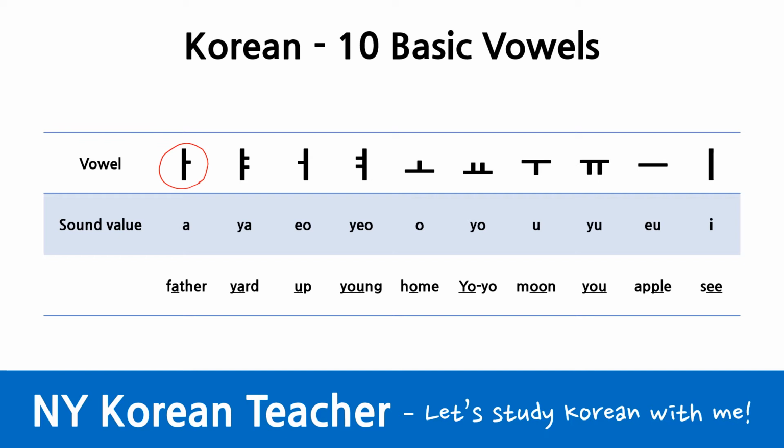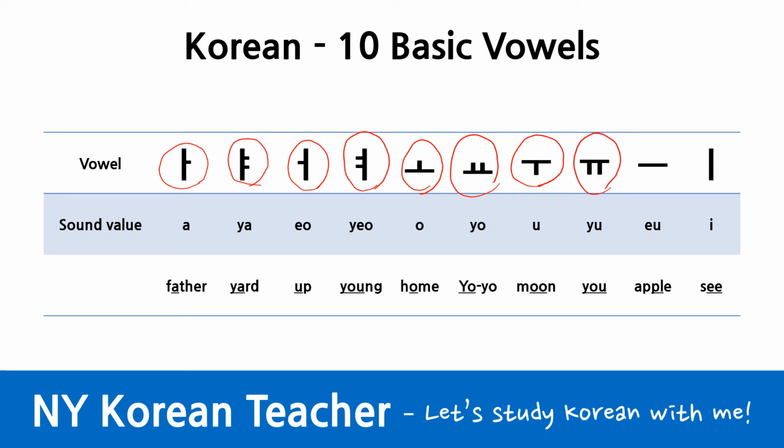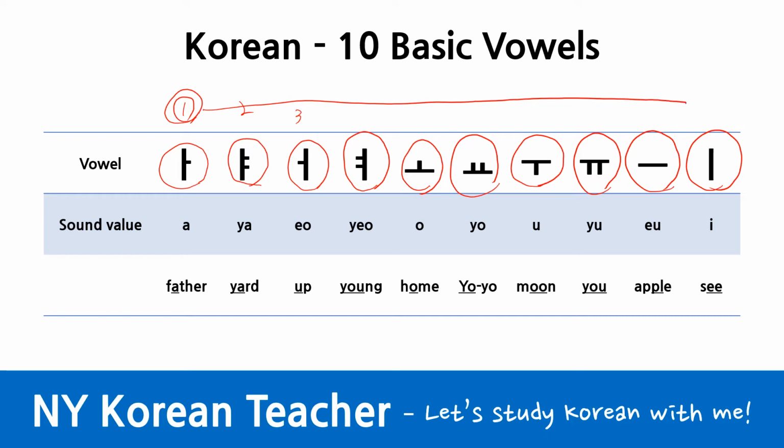아, 야, 어, 여, 오, 요, 우, 유, 으, 이. So the first one is a, second, third. Okay, so 1 through 10, we have 10 basic vowels here.